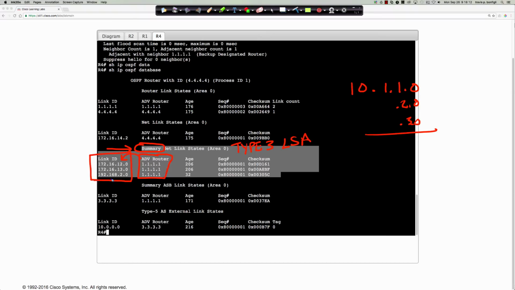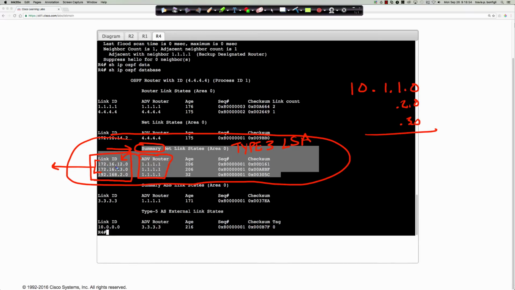Now, the statement that summarization is not on by default doesn't mean that the type 3 LSAs, the summary net link state LSAs, are not on by default. This is OSPF, and that is going to happen if OSPF is running and we've got multiple areas. We are going to get type 3 LSAs, and the summary net link states are on by default. The statement that summarization is not on by default means that there is no summarization of the routing information in the type 3 LSA. So what do we mean by that?